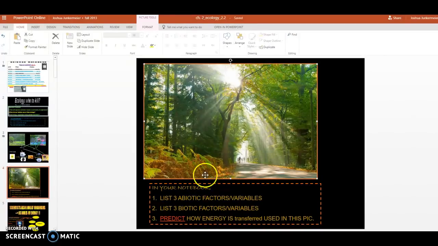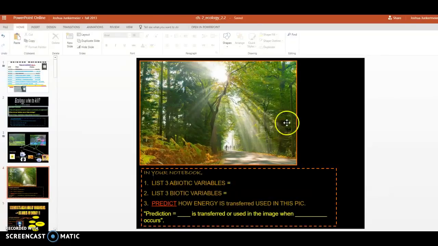So you're going to look at this picture, interpret what you see, or try to make sense of what you see. You have some people here. You have sunlight coming through. You have lots of different plants. You have pavement. And it says list 3 abiotic variables in the image.